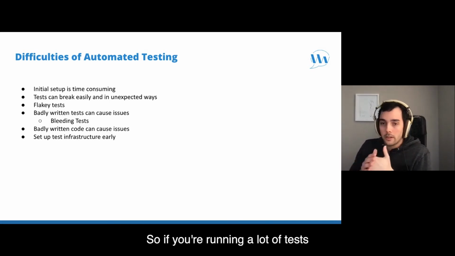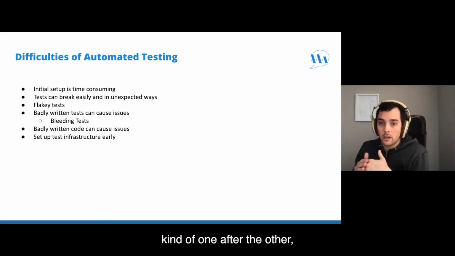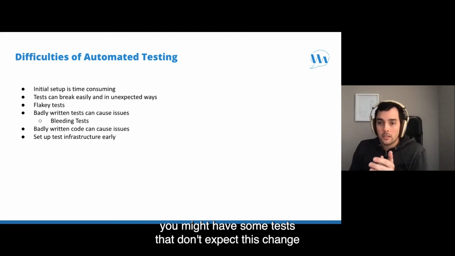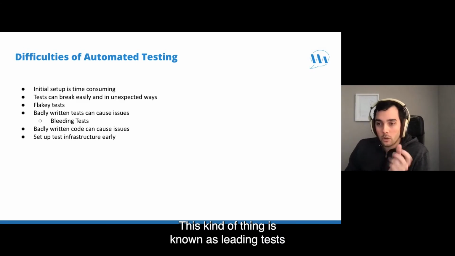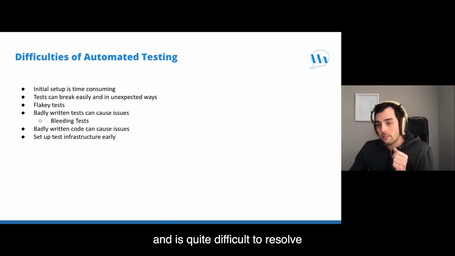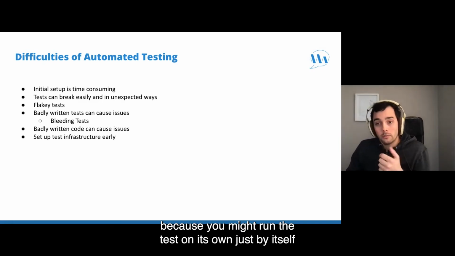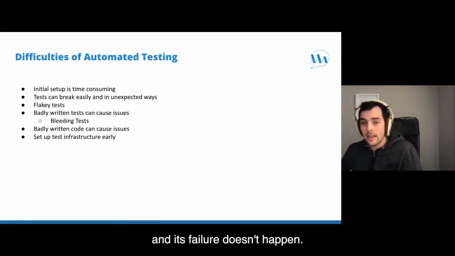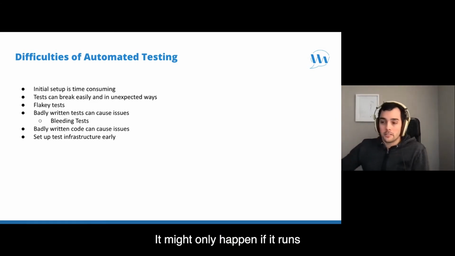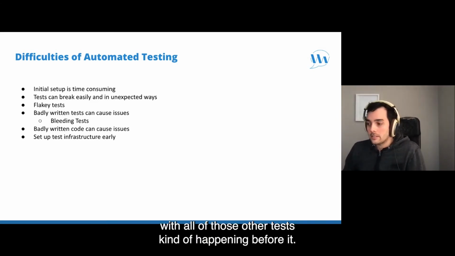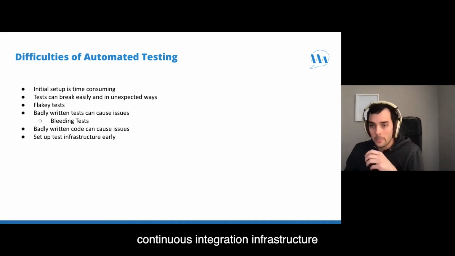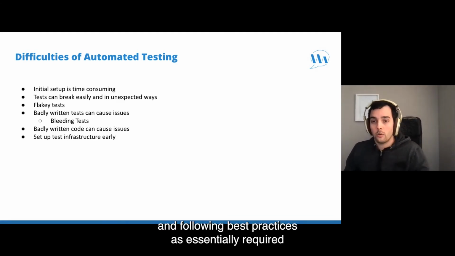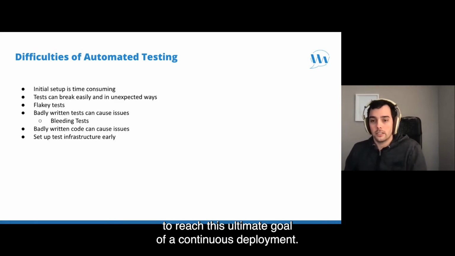So if you're running a lot of tests one after the other, you might have some tests that don't expect this change in the state, and that can make them randomly fail. This kind of thing is known as bleeding tests, and it's quite difficult to resolve because you might run the test on its own, just to try to reproduce what happened, and its failure doesn't happen. It might only happen if it runs with all of those other tests happening before it. So that's why it's really important to have a solid continuous integration infrastructure, and following best practices is essentially required to reach this ultimate goal of continuous deployment.